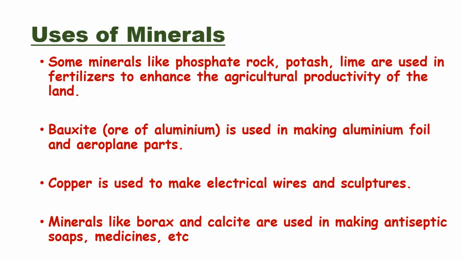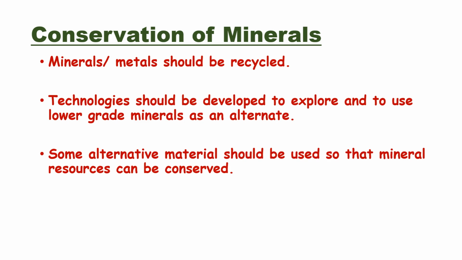Then bauxite, which is an ore of aluminium, is used in making aluminium foil and aeroplane parts. Then copper, a very important mineral. Copper is used to make electrical wires and sculptures. Then minerals like borax, calcite are used in making antiseptic soaps, medicines, etc. So those were some of the uses of minerals.